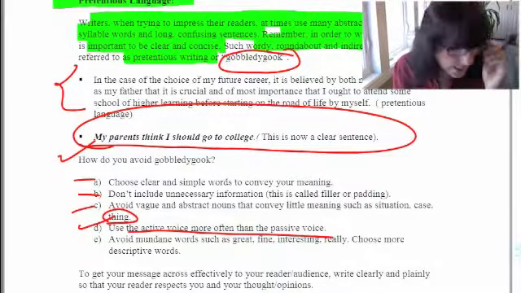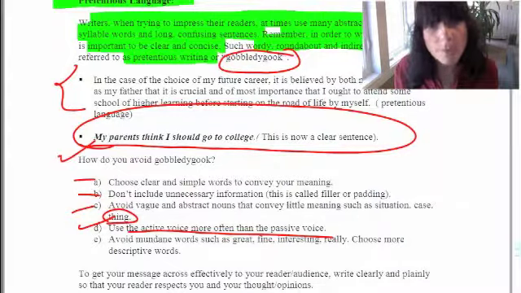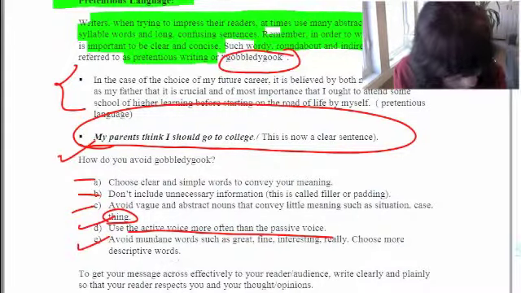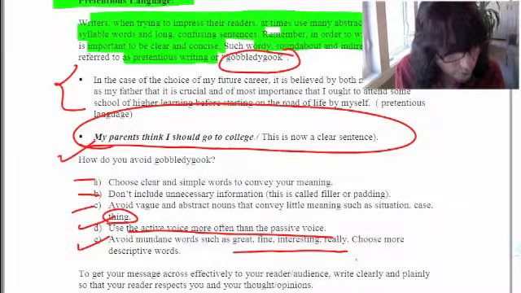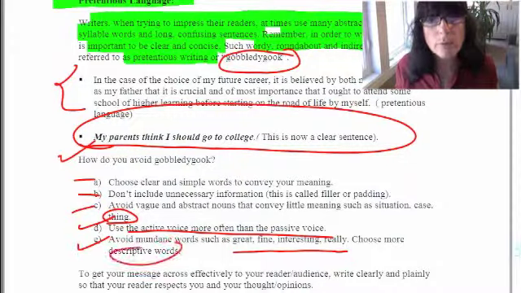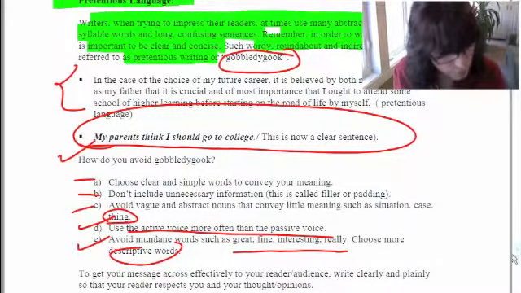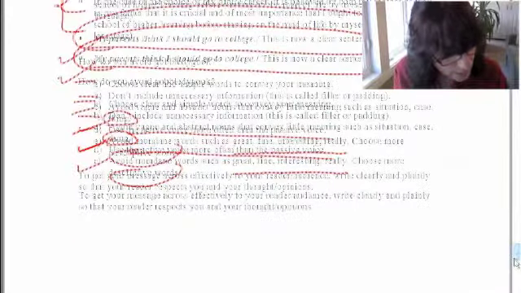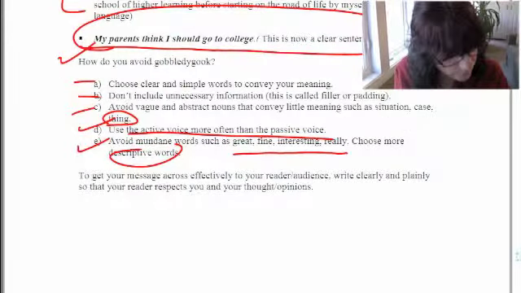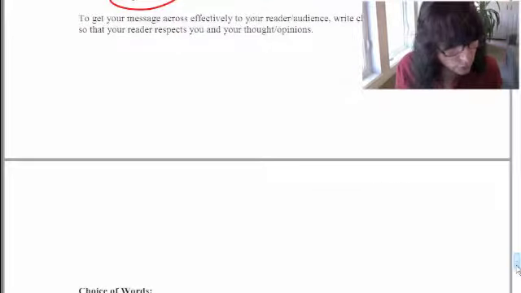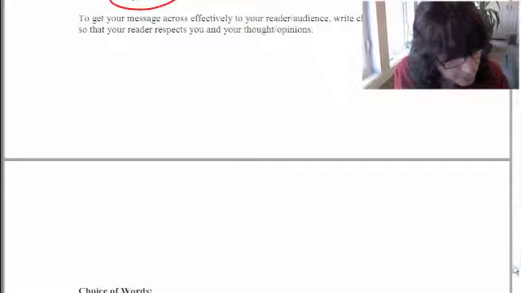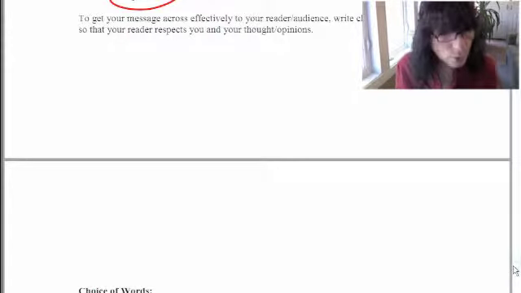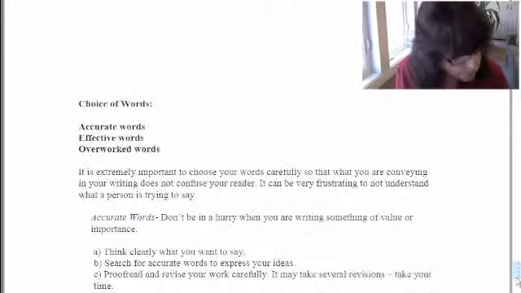And if you're not sure what active and passive is, I do have a video on the use of active and passive. And the last pointer is to try to avoid using mundane, boring words like great, fine, really, cute, sweet. Try to come up with more descriptive words to explain what you're trying to say. So to get your message across effectively to your reader and audience, I suggest that you always try to write clearly and plainly so your reader respects you and respects your thoughts.